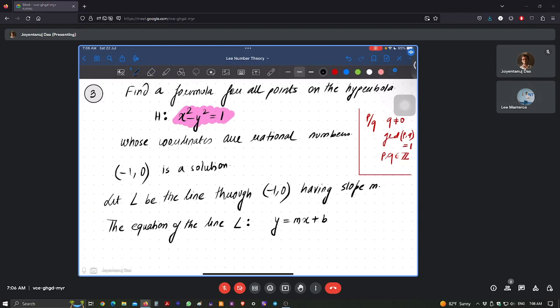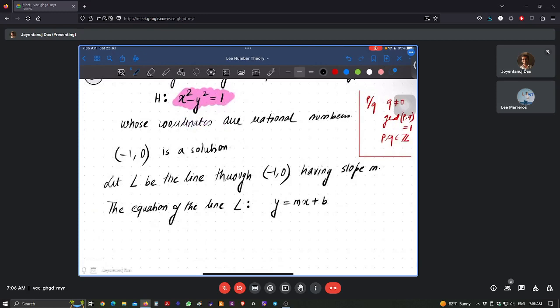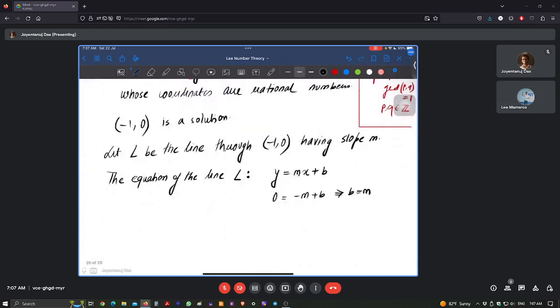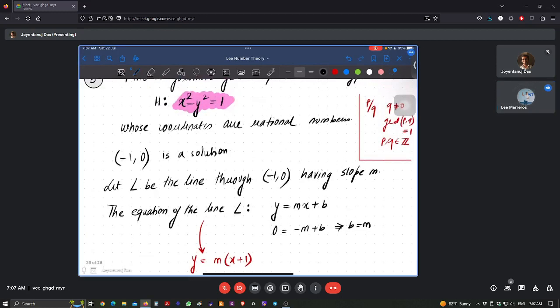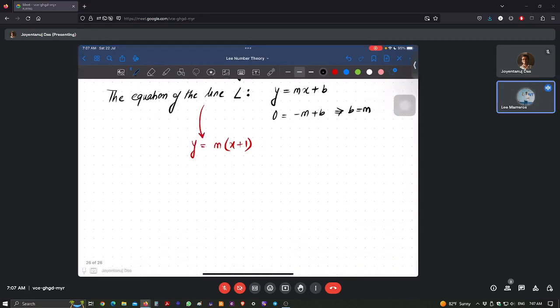So minus 1 comma 0 has to satisfy this, right? So what will happen? We need to find b. Using that information, we can find b. So it will be 0 equals minus m plus b, so b equals m, right? So the equation of the line is actually y equals m into x plus 1, right? Okay, so now we'll put that into the original equation, right? Then we replace that.